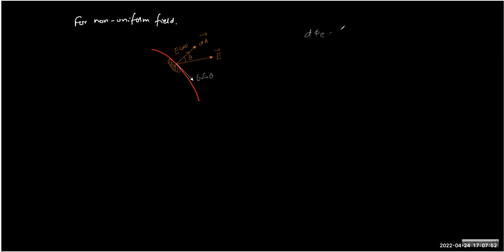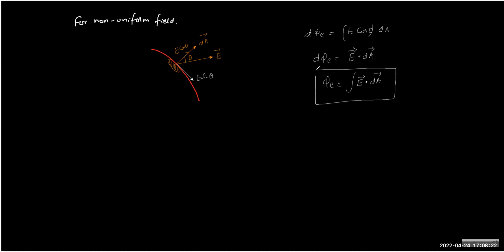The flux we can write as E cos theta into area, and this we can rewrite in vector notation as E dot dA. Understood? And so the flux in general, whether the field is uniform or non-uniform, this way of writing is always true. Now, this particular way of writing, in case of a point charge, becomes really interesting.